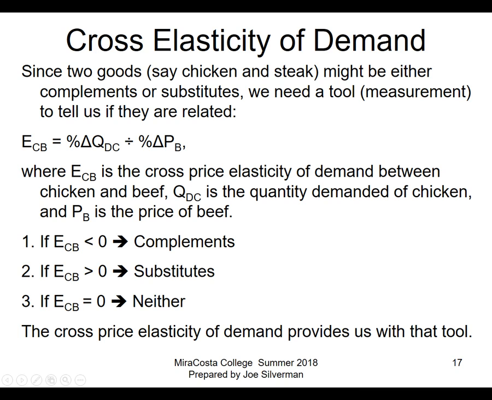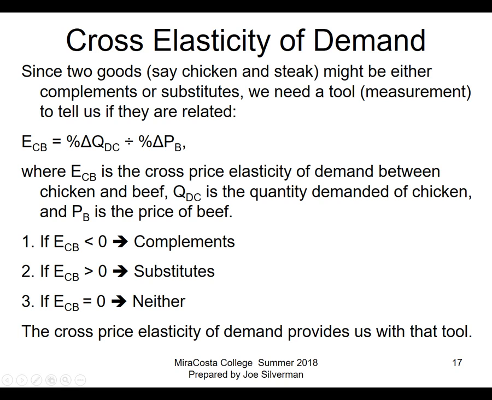So let's say we're calculating the cross price elasticity of demand between chicken and beef. C is chicken, B is beef. That could be the percentage change in the quantity demanded of chicken divided by the percentage change in the price of beef. So if beef goes up and then we wind up consuming less chicken as a result, we'd have a negative number divided by a positive number. That would give us a negative number. So that would be number one over here. That would imply that these two goods are complements somehow.